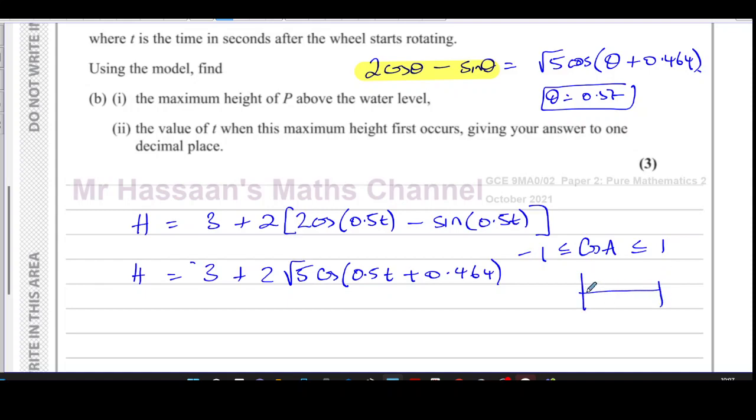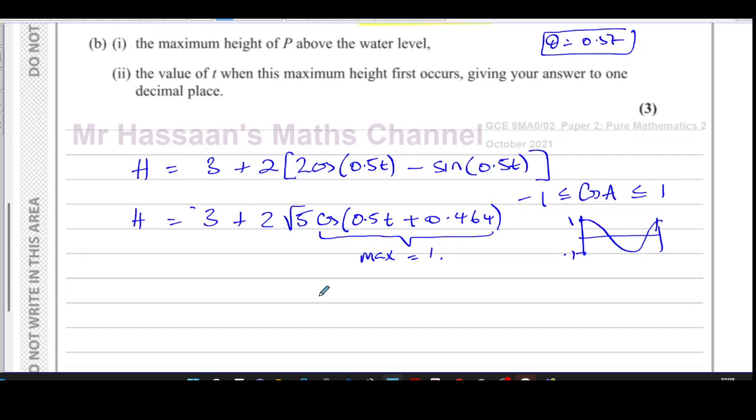If you take the cosine curve, its highest value is 1 and its lowest is -1, and it carries on that cycle. Just thinking about this section here, this has a maximum of 1. So h max, the maximum value of h, is going to be 3 plus 2 root 5 multiplied by 1, which is, of course, 3 plus 2 root 5. And there's the answer for part 1.